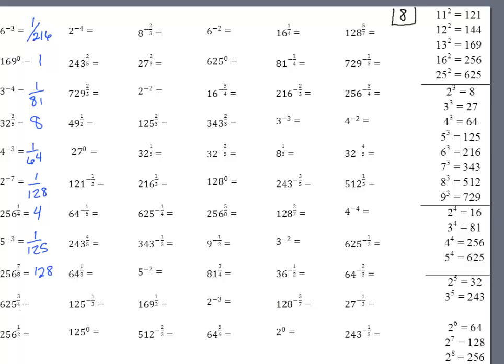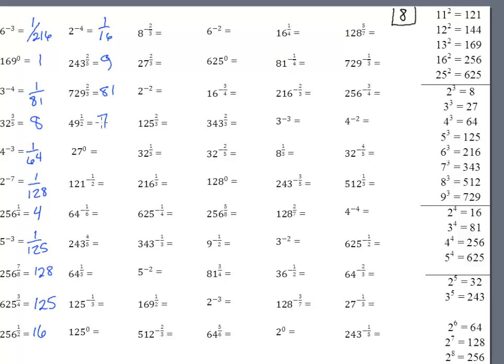625, 4th root is 5 cubed is 125. 256 to the 1/2 power, that is 16, that's right up here. 2 to the negative 4th power, that's 1 over 16. 243 to the 2/5 power. 243, 5th root is 3, squared is 9. 729, cube root is 9, squared is 81.